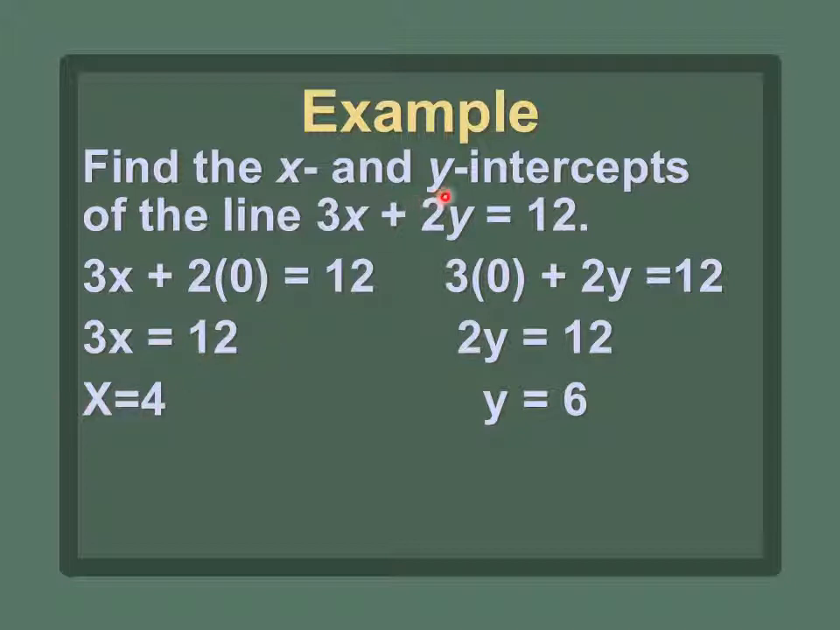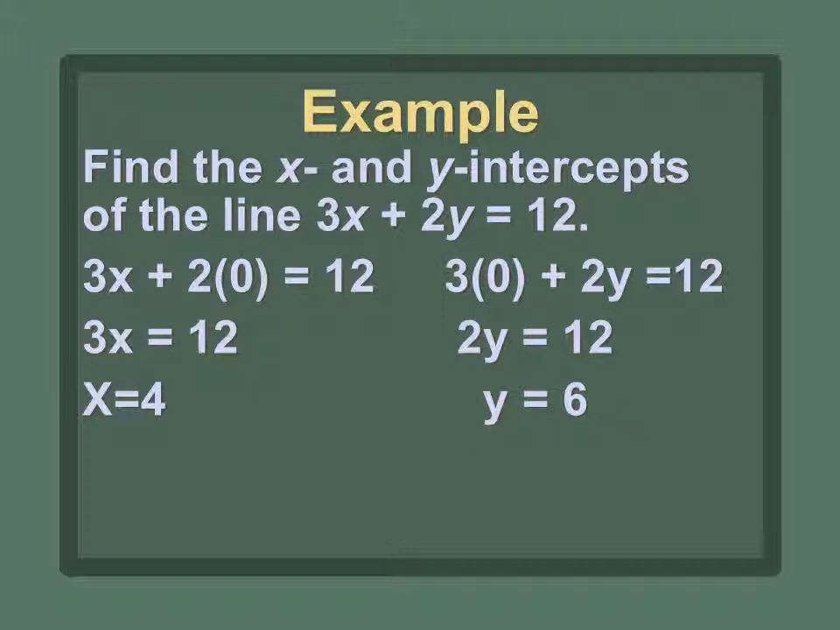Now when we want to find our y-intercept, we let x be 0. So instead of saying 3x, we're going to say 3 times 0 plus 2y equals 12. Well, 3 times 0 is just 0, so we get 2y equals 12, which means y equals 6.